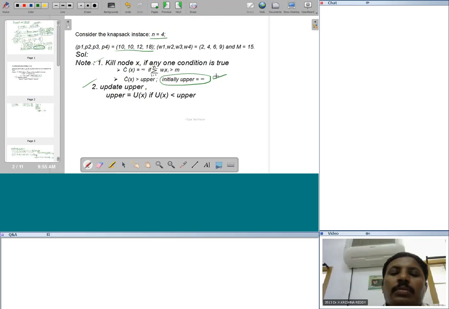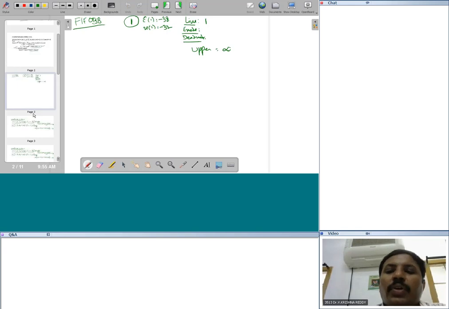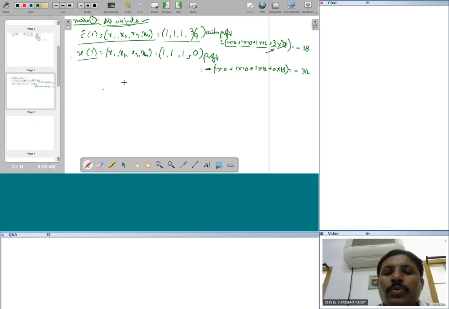Next we have to check whether the current node can be killed or not. It is a bounding function, so every time we have to cross-check. Next, we have to update the upper value also. First we do the update of the upper value, and after that we apply the kill-node check in each and every step. What is the update upper value? Initially infinity, but based on the condition, the current U of x value is less than upper. What is the current U value? U of 1 is minus 32.